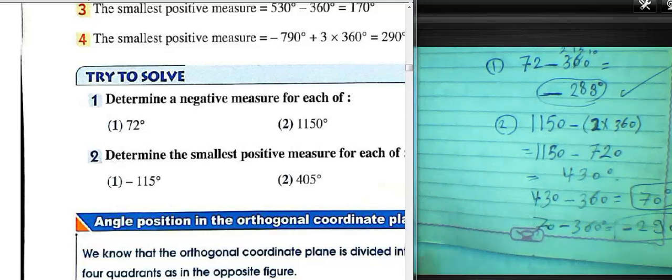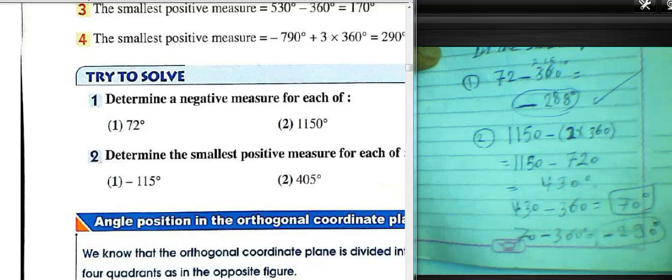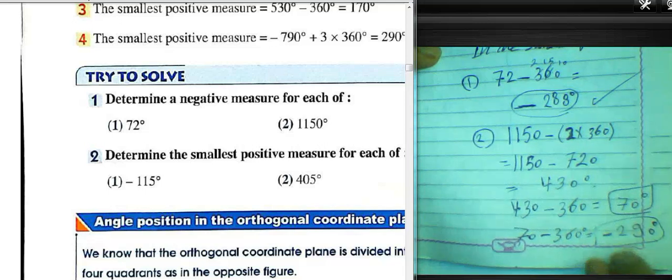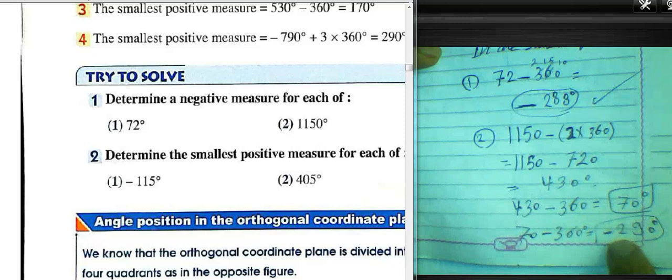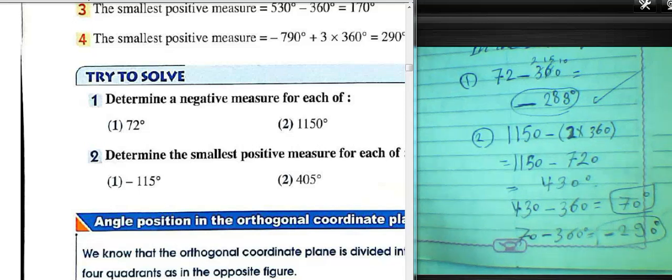Question number 1 and question number 2, you can find the result by using a calculator. Subtract 360 repeatedly to get a negative. When the negative result appears on your calculator, you stop. It's very easy to find the result by subtracting 360 on your calculator. Question number 2, determine the smallest positive measure of each of number 1. Negative 150, you will add 360.